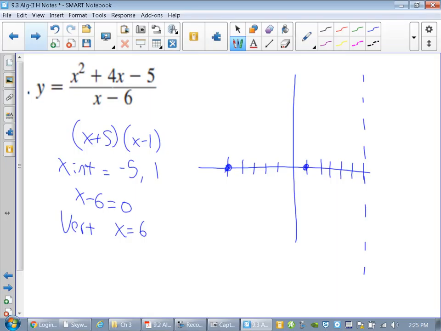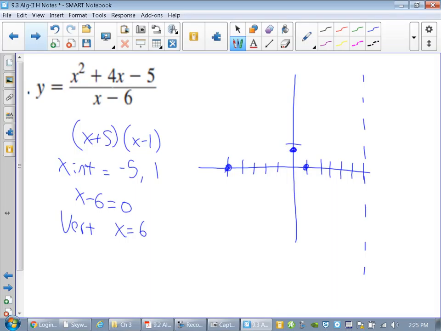So where's your y-intercept on this? 5/6. If you substitute in 0, you're going to get 0 plus 0 minus 5 over 0 minus 6. You get negative 5 over negative 6. You get 5/6.